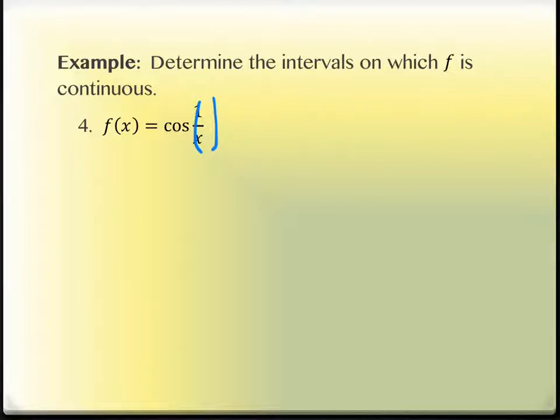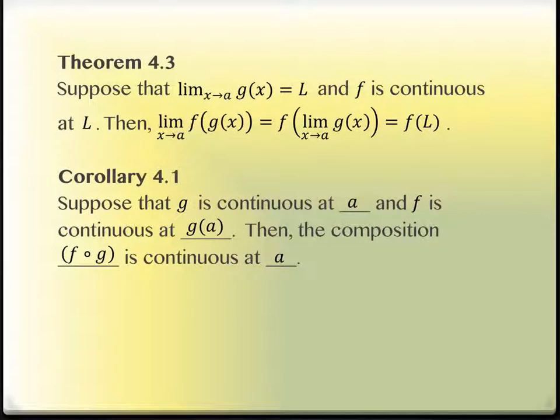So maybe you put a polynomial under a square root. Or in this case, you put a rational function inside of a cosine. So all we're doing is saying that we have the ability to put one function inside of another one. And that is really all that this theorem says right here. And the corollary says the same thing in a slightly different way. It says, suppose that g is continuous at a, okay, and f is continuous at g of a. Then the composition f composed g is continuous at a.